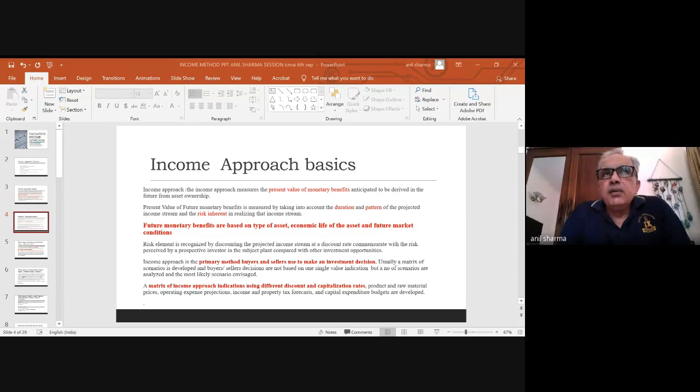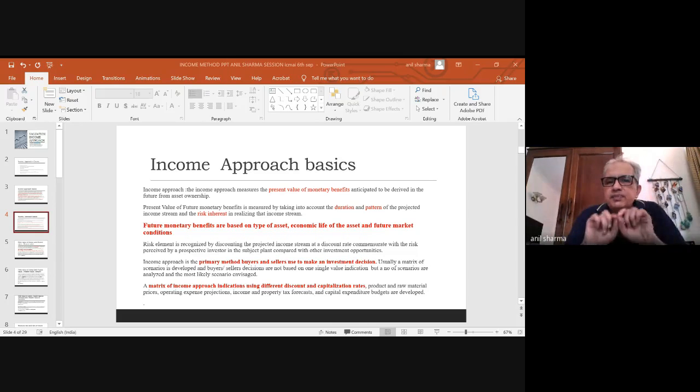So what the time value of money says is that the 100 rupees which I invested today is not worth 100 rupees tomorrow. It's worth much more, because you expect a certain rate of return. Or let's say the 100 rupees that you receive 5 years later is not equal to 100 rupees today.